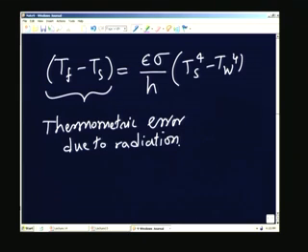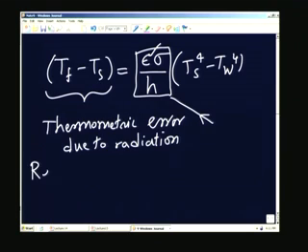So, the magnitude of this term: the larger the value of epsilon sigma by h, the larger is the thermometric error. So, how can I decrease the error? That is the question I would like to ask. The way to decrease the error is to reduce epsilon.